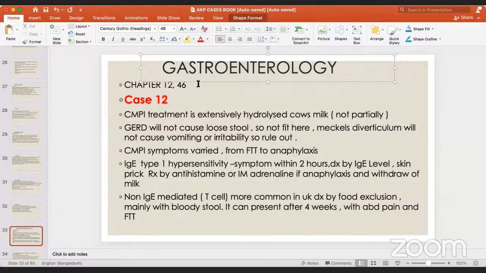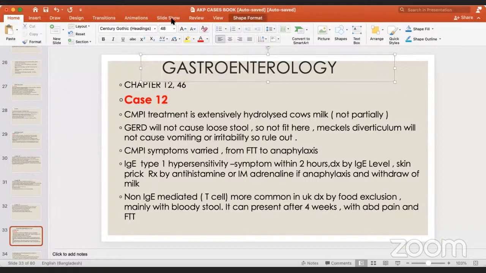Yes, extensively. See, goat milk and cow's milk protein allergy, they both have almost the same protein, whey protein and casein protein. So goat milk is not the treatment of choice. Amino acid based formula you can give, but that is the third choice.